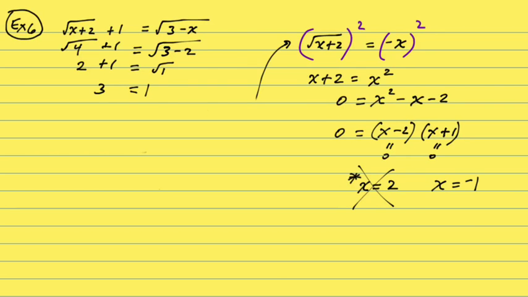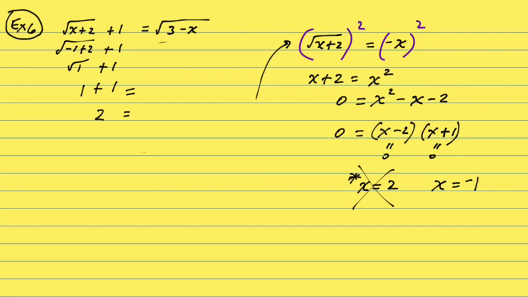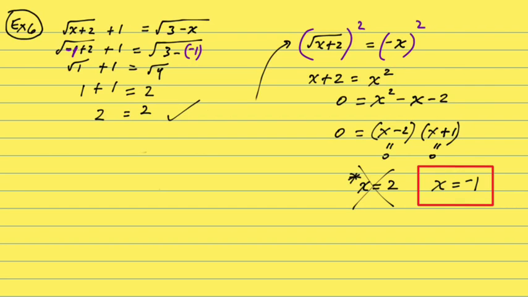Now we're going to try the negative one. What is negative 1 plus 2? 1 plus 1. On the left we have a 2. If I put in a negative 1, just like I did over here, I get the square root of 4, which is 2. That one does work. So the only valid solution is x equals negative 1.